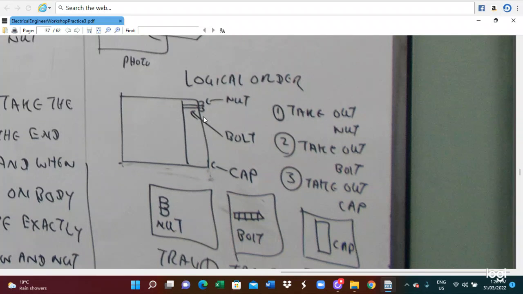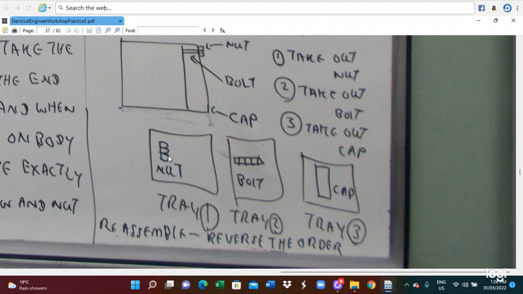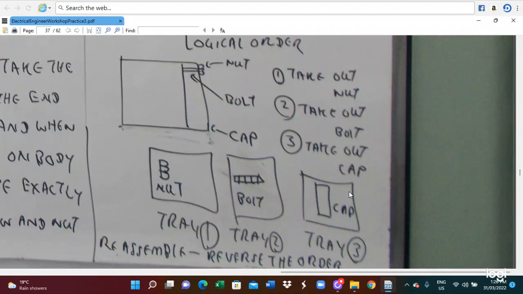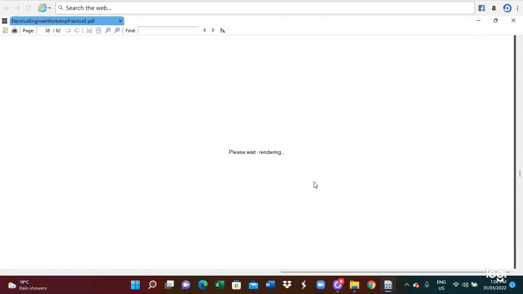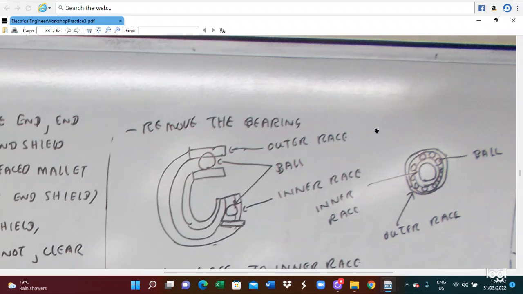Then take out the nut, take out the bolt, take out the cap. So this is the first nut to take out, then the bolt, then the cap. In this case, I'm going to put them into appropriate trays. In tray 1 you put the nuts, in tray 2 the bolts, and in tray 3 we put the caps. So this is the appropriate logical order in which we have to put the dismantled components. So the assembly and dismantling is also an important aspect.